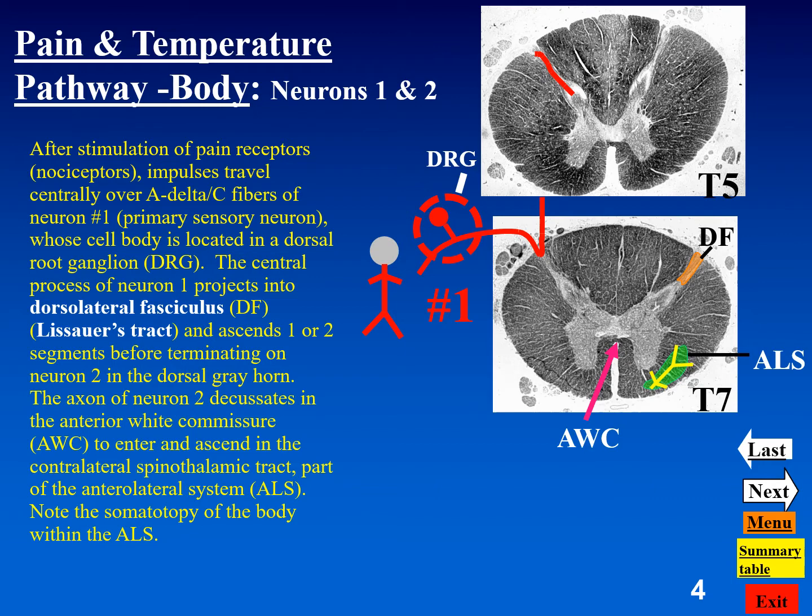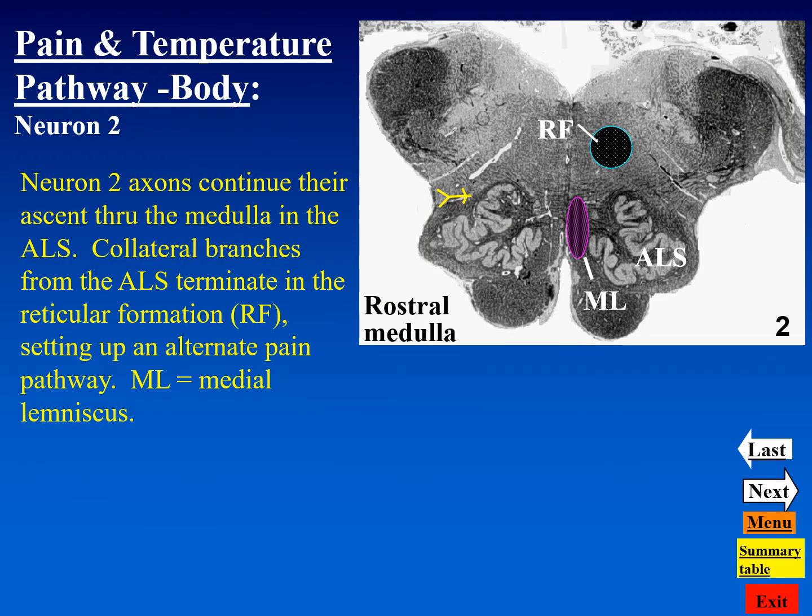They terminate on cell bodies of neuron 2. And the axons of those neuron 2 cells will project and decussate and enter the contralateral anterolateral system to ascend. This is also known as the spinothalamic tract. Neuron 2 axons continue to ascend in the spinothalamic tract, and here we see them at the medullary level.